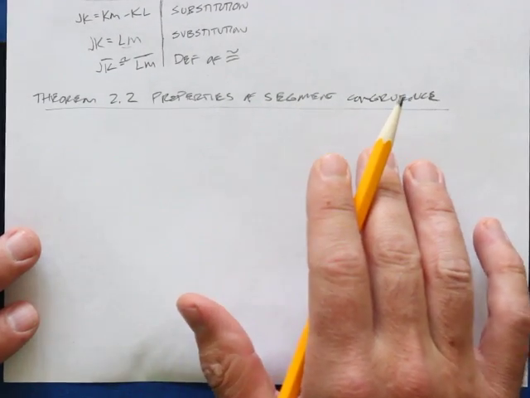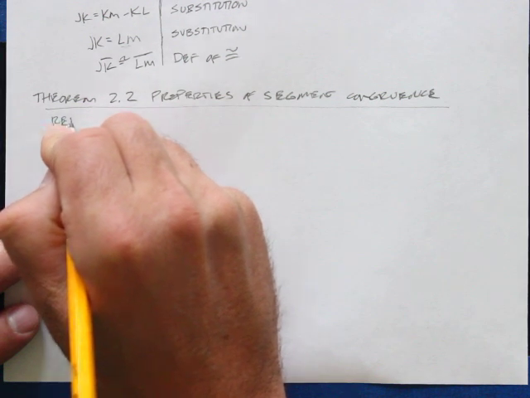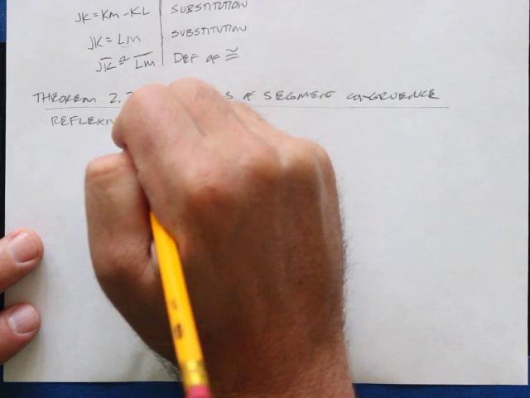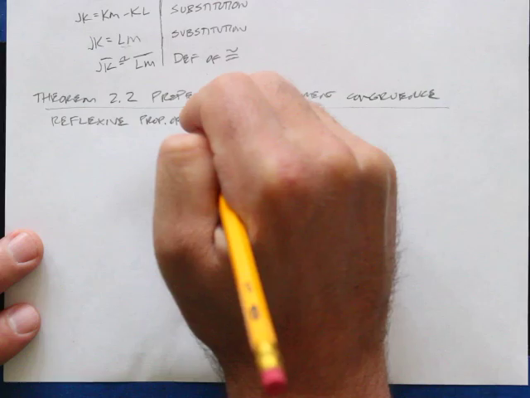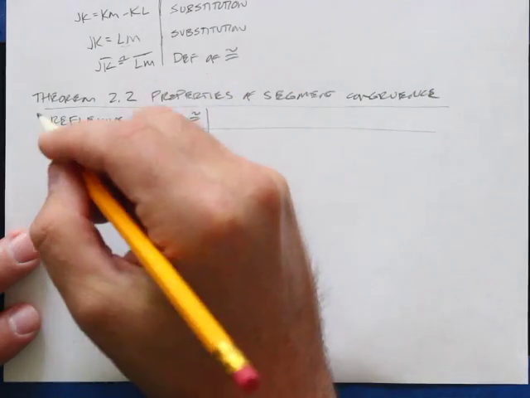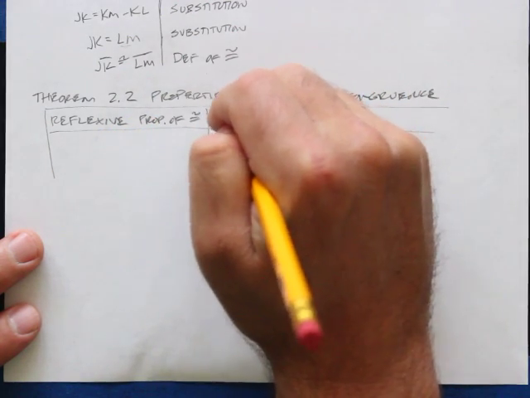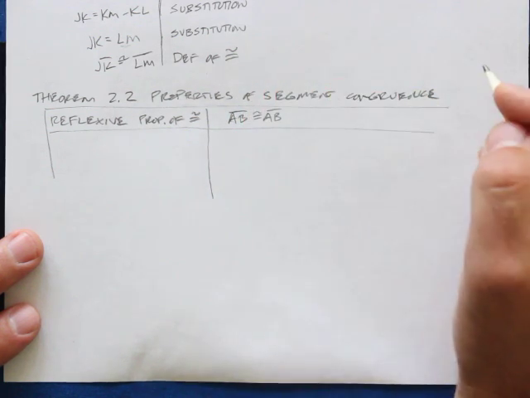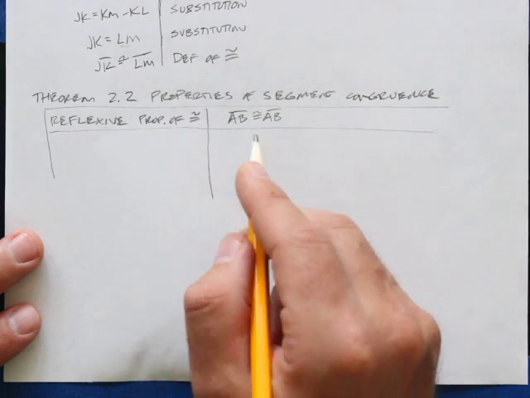So there are three properties here that we're going to look at. One is the reflexive property of congruence. And this property says segment AB is congruent to segment AB. That anything is congruent to itself.